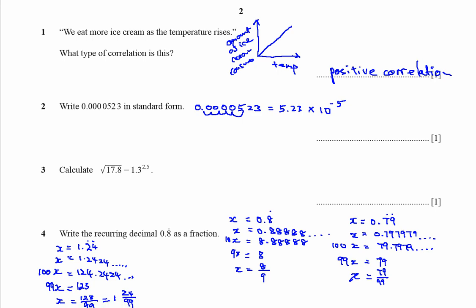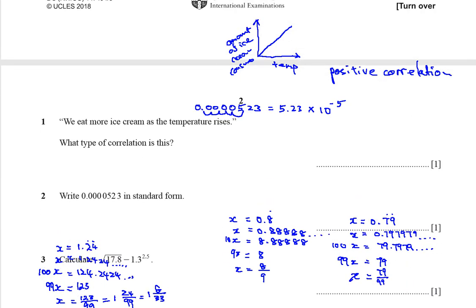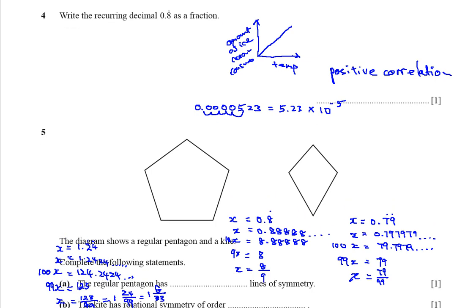Get 24, right? It's 24. Now this can be simplified further. It's actually divisible by 3. It's 8 over 33. Okay, you get it? Now let's go to the next question. We're done with this.